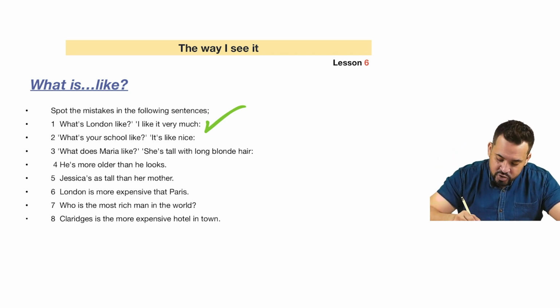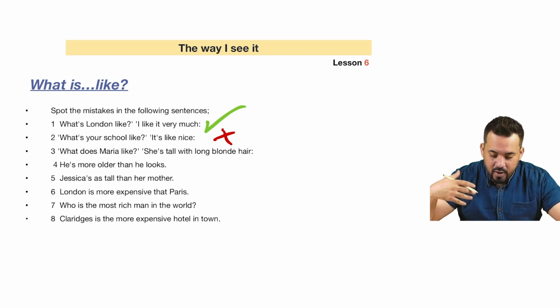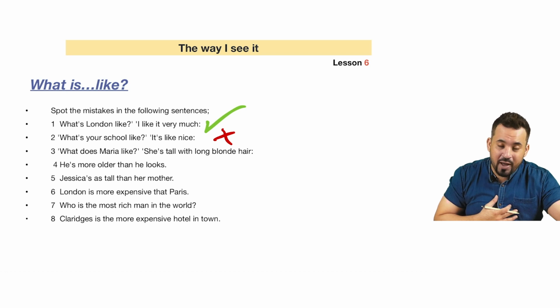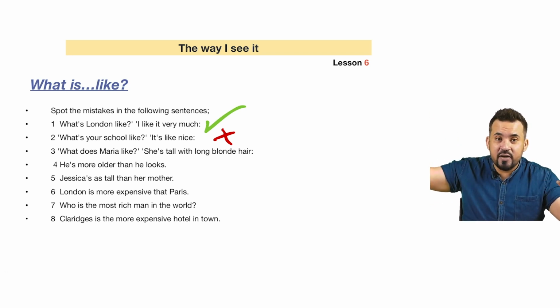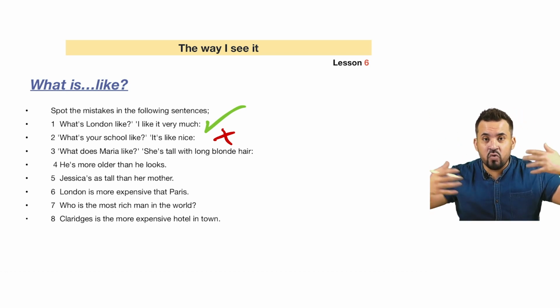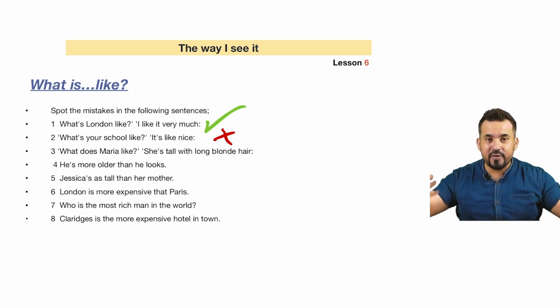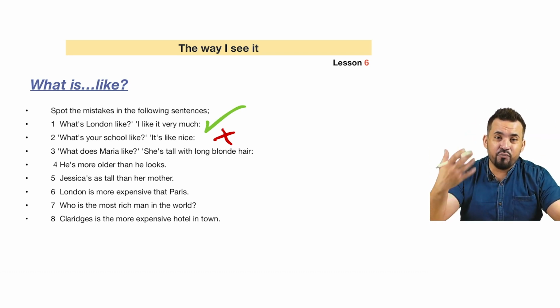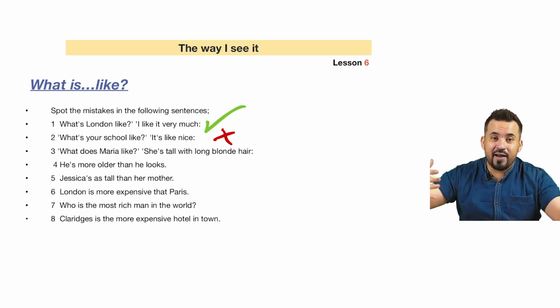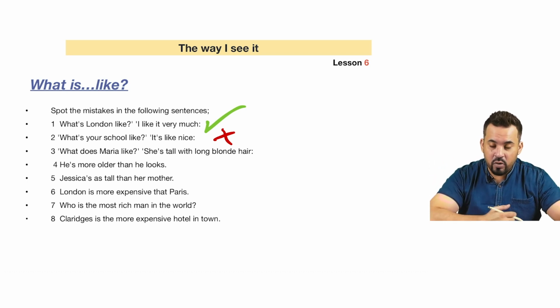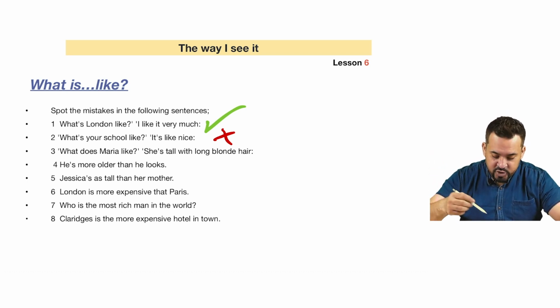The correct answer here will be, if somebody asks me, "What's your school like?" You'll say, oh, it's a big school, it's a small school, it's a great school, it's a bad school, whatever you want, but you have to give a description. You don't repeat "like." You don't say "it's like nice," you just say "it's nice." Because you repeated "like," that made it wrong. Okay, let's take a look at the next one.